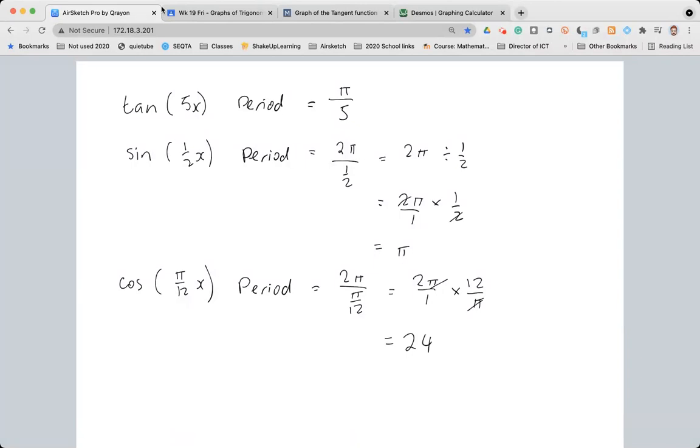So there you go. I'll leave this video here because it's long enough as it is. In the next video, I will go through some graphs and show you how you can work out the function given the graph.